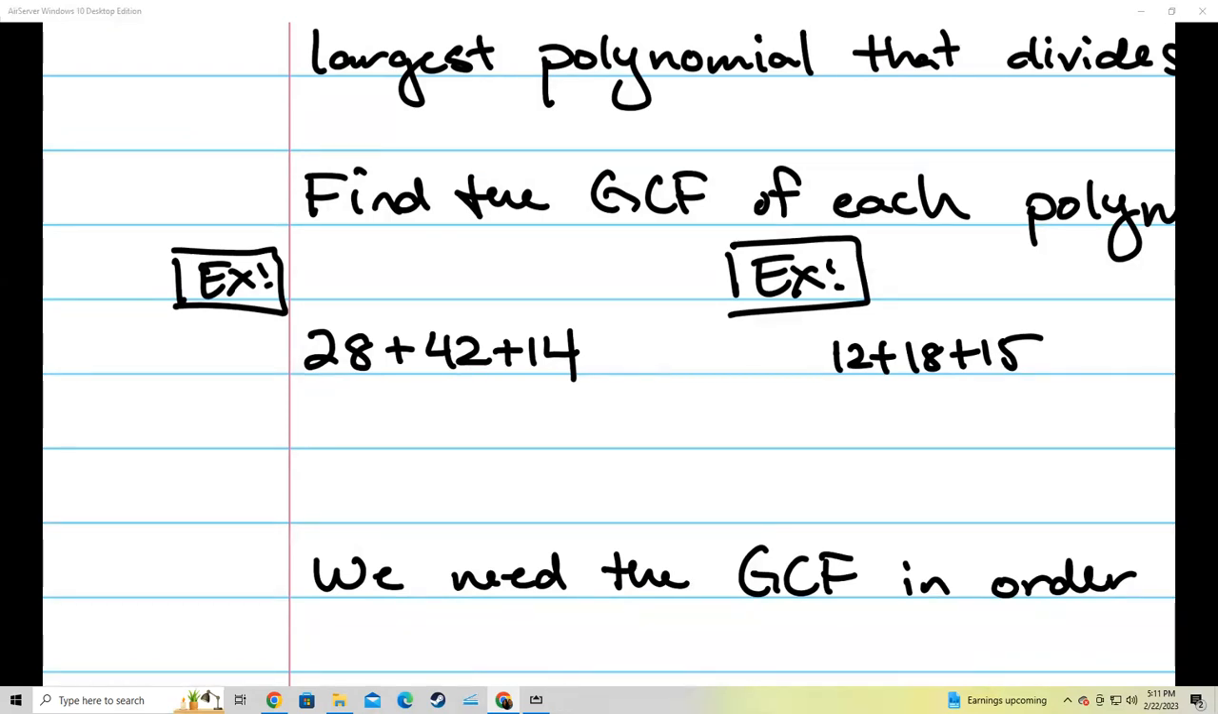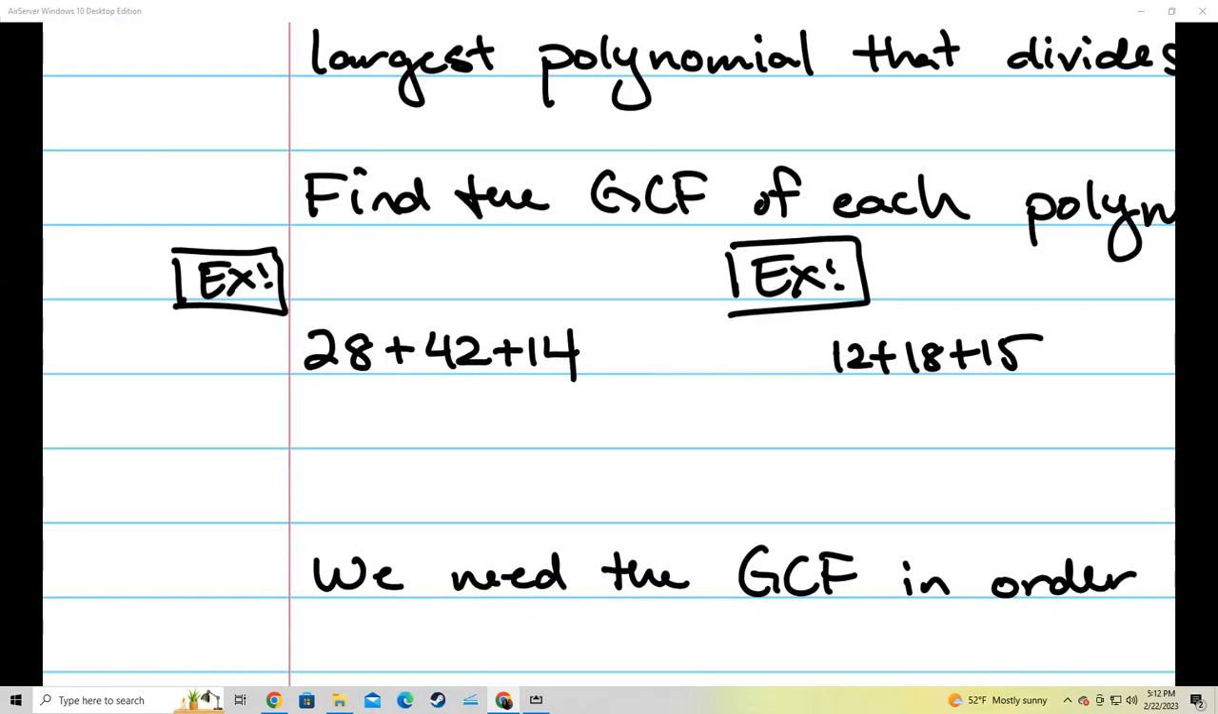So, for example, I know that 2 goes into 28, 42, and 14. So 2 is a divisor of all of those. However, it's not the largest number that divides them all. In fact, so does 7, right? So when I look at 28, 42, and 14, I know that 7 goes into all of them. And 7 is definitely larger than 2. But even then, that's still not the biggest common factor, because if I put a 2 and a 7 together and multiply them together, that would be a 14.